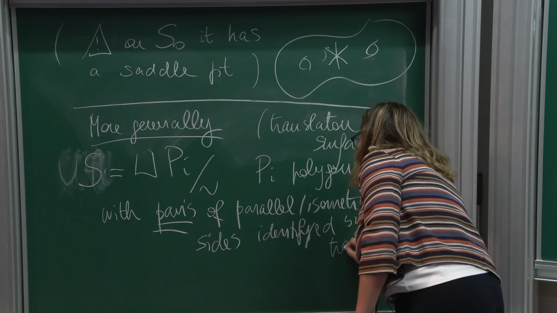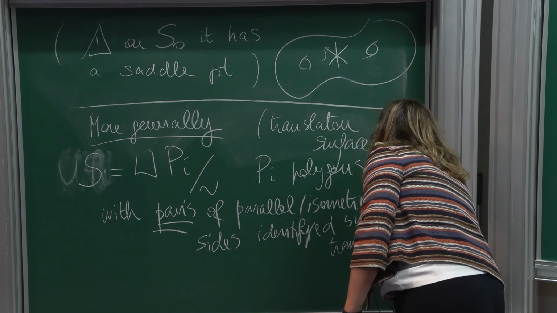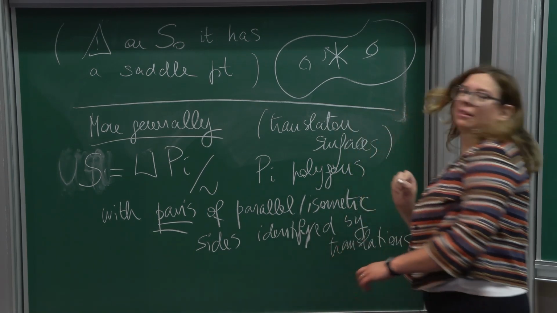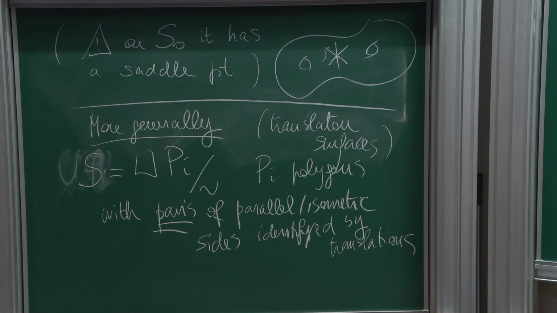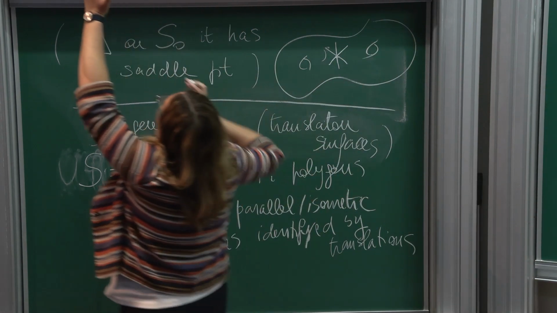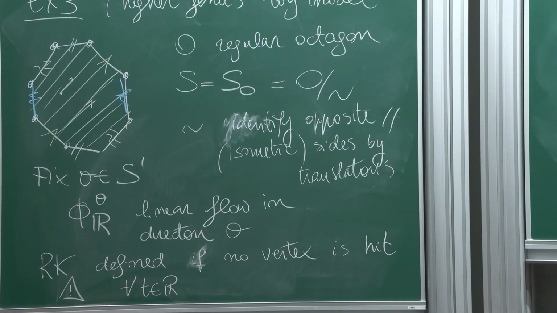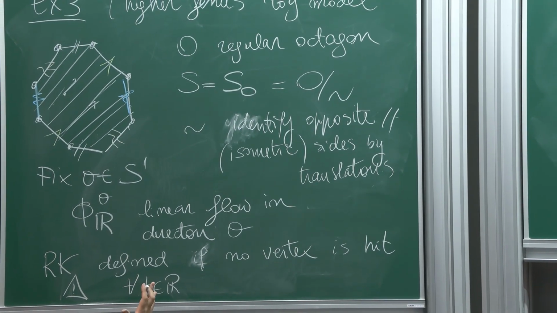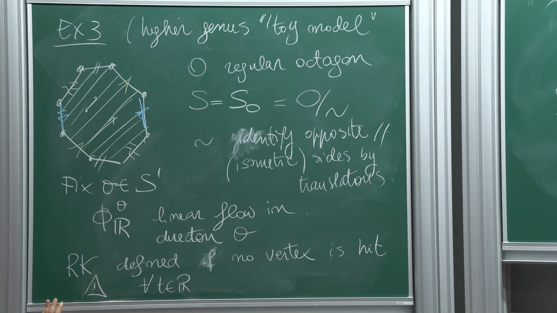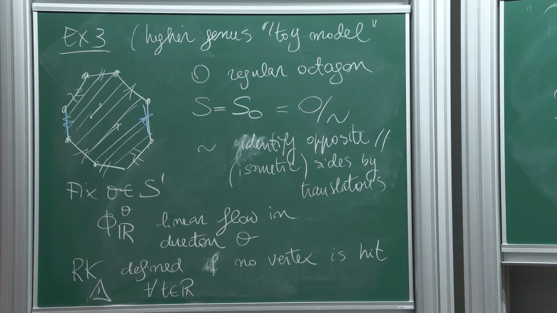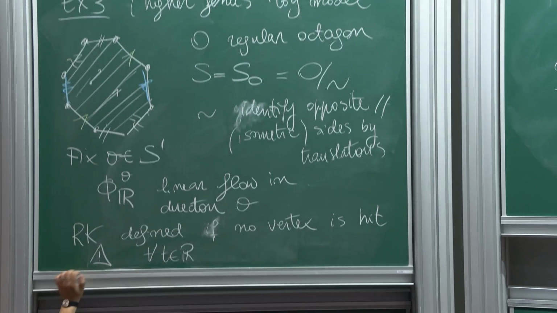So if I want to use translations to do the gluings, I can only glue things which are parallel and isometric. So I assume that for every side, like in the octagon, there is another side somewhere on one of the polygons which is parallel and isometric, and the gluing is by translation. And why do you need to glue by translation?